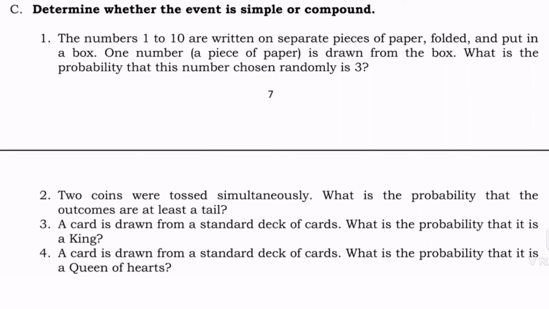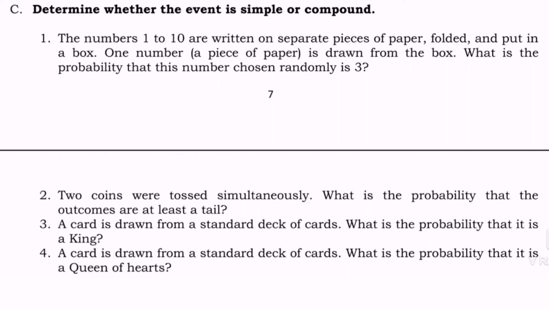Determine whether the event is simple or compound. Number 1. The numbers 1 to 10 are written on separate pieces of paper, folded and put in a box. One number is drawn from the box. What is the probability that this number chosen randomly is 3? The answer is simple.